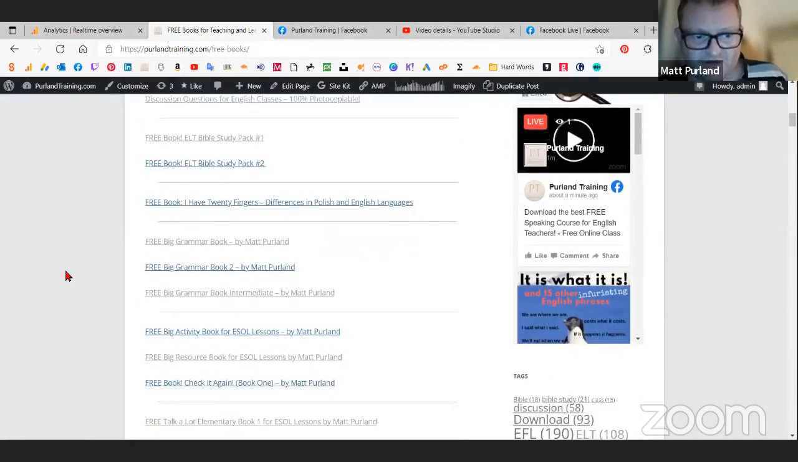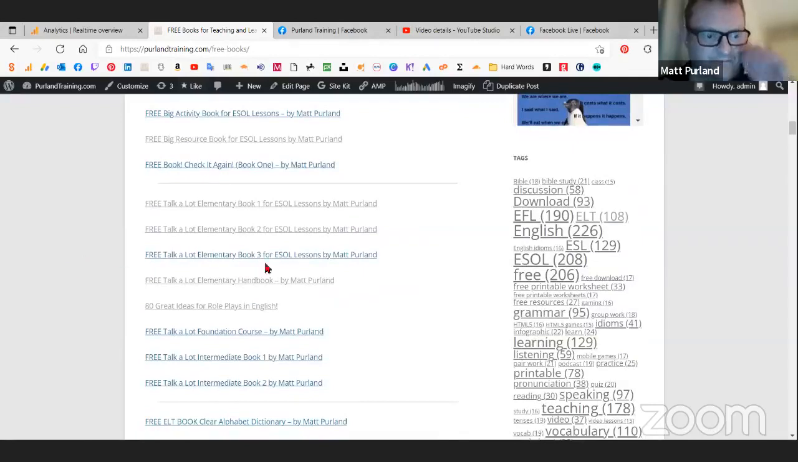But if you want to download them individually and choose which ones you get, then you can do it here. Just scroll down a little bit and you can see Talk a Lot Elementary Book 1. There's also Book 2, which is very similar. Book 3 is a bit different, maybe a little bit higher in level. There's Talk a Lot Elementary Handbook, Foundation Course, Intermediate Book 1 and Book 2. There's a lot of Talk a Lot books you can download, all free and in the public domain.